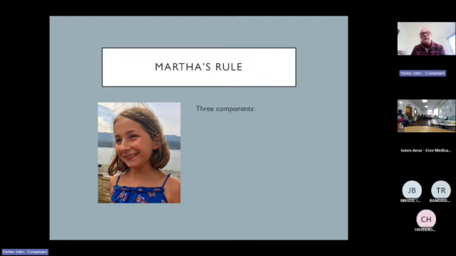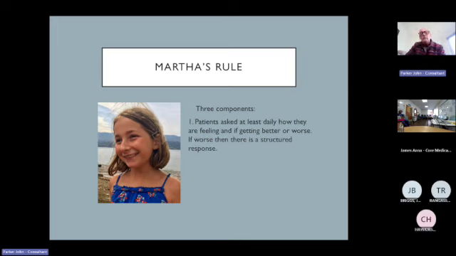Well, it's got three components. And the first one is that patients should be asked at least daily how they are feeling and if they are getting better or getting worse. If they're getting worse, then there should be a structured response tool, a bit like News 2, that allows alerting to take place and the patient to be reviewed by an independent clinician.